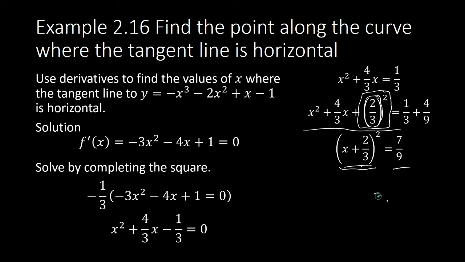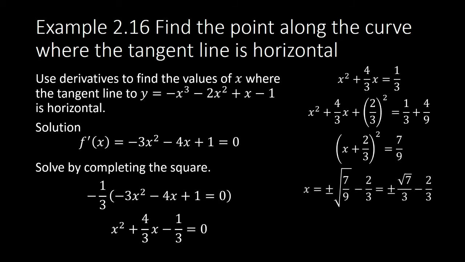Now, I have the feeling that some of you are kind of lost when it comes to adding fractions. Well, what I do here is I write 1/3 as 3/9. And now that they have the same denominators, 9 and 9, it's equal to 7/9.